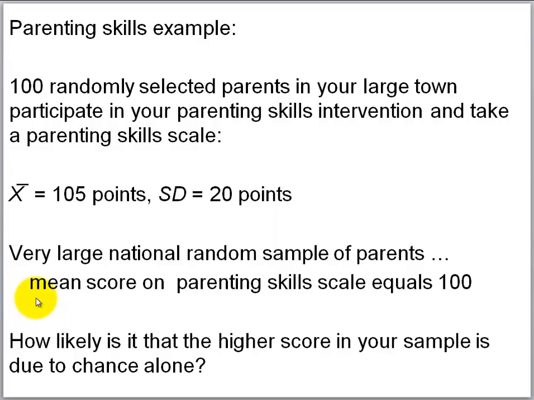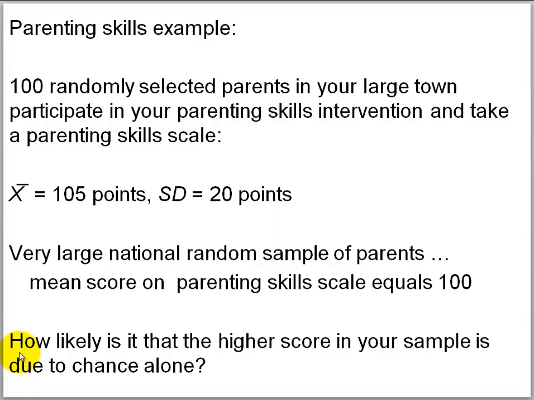So the mean score in your sample is 105. The mean score in the very, very large random sample of parents across the country is 100. These two mean scores differ. So the question that our large sample test is going to examine is basically, how likely is it that this difference of 5 points might just be due to chance alone?